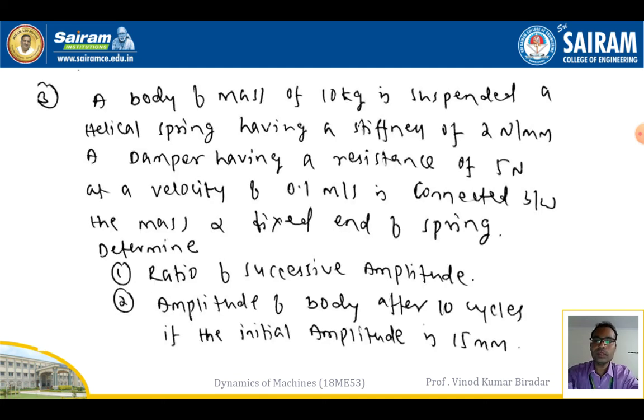Now I move on to the third problem. This is also very interesting. Here a body of mass 10 kg is suspended from a helical spring having a stiffness of 2 newton per mm. A damper having a resistance of 5 newton at a velocity of 0.1 meter per second is connected between the mass and the fixed end of the spring. Determine the ratio of successive amplitudes and the amplitude of the body after 10 cycles if the initial amplitude is 15 mm. This is the question given.